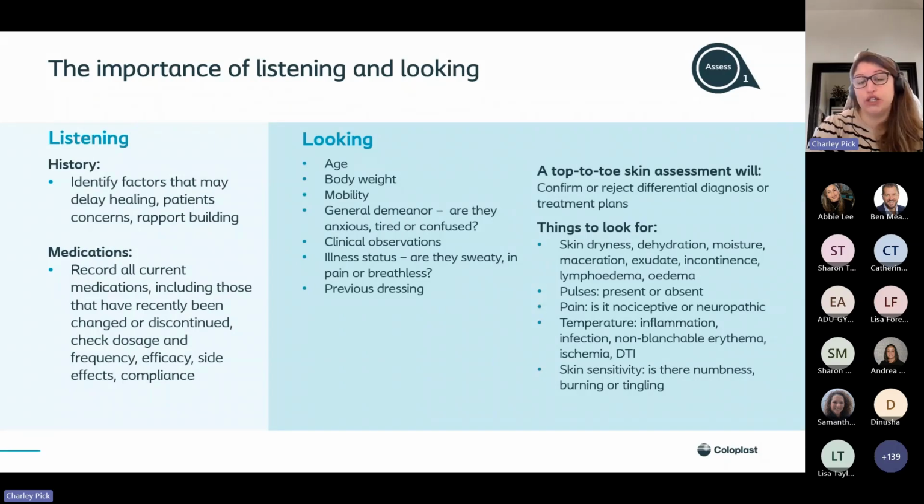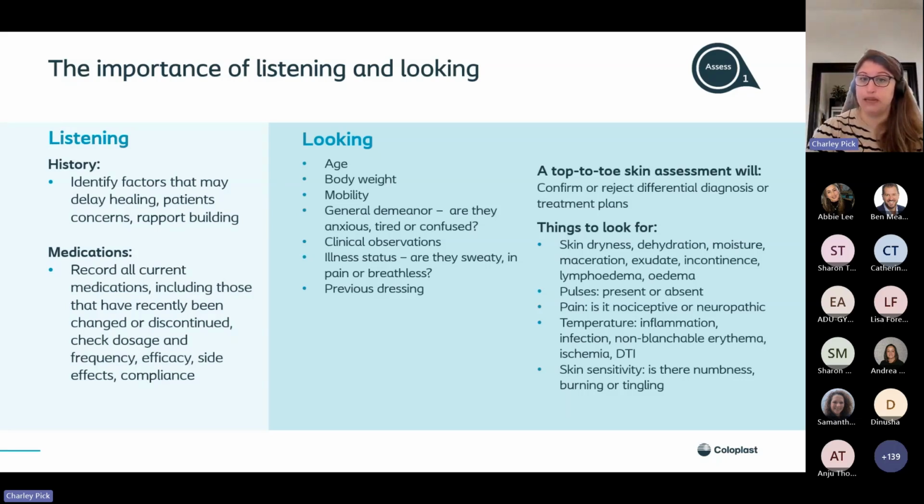You need to look at your patient, so look at their age, their body weight. And with their body weight, we often focus on patients that are undernourished, but think about your patients that are overnourished too, because they're not getting the diet that they should be getting. It's probably not a balanced diet that they are getting. So you need to think about your undernourished and your overnourished patients.